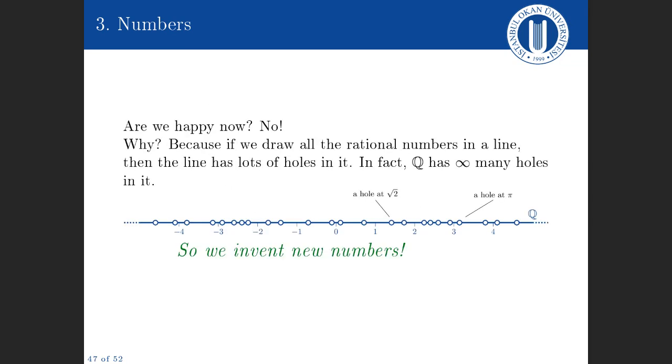So are we happy now? Do we have enough numbers to be able to do mathematics? And the answer is no. Why are we not happy? Because if we draw all of the rational numbers in a line, then this line has lots of holes in it. In fact, the set of rational numbers has infinitely many holes in it. So what do we do? What did humans do in our history? We invented new numbers.